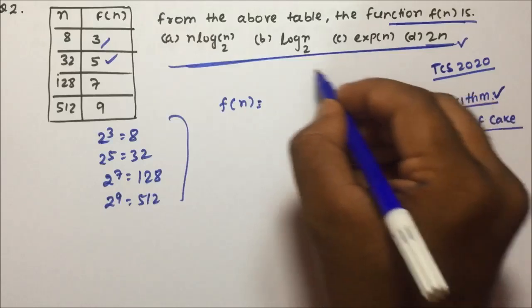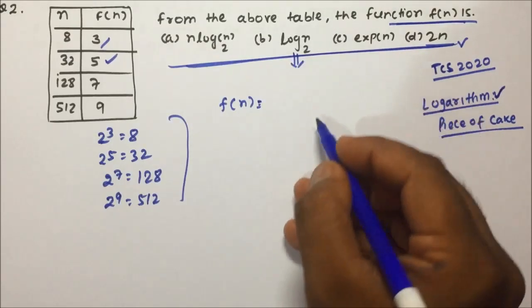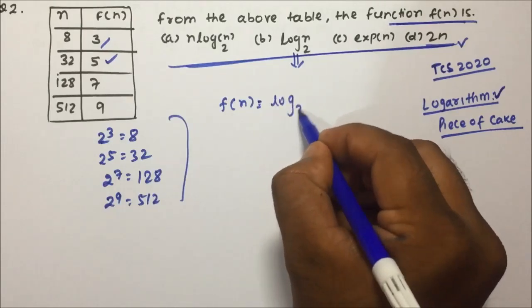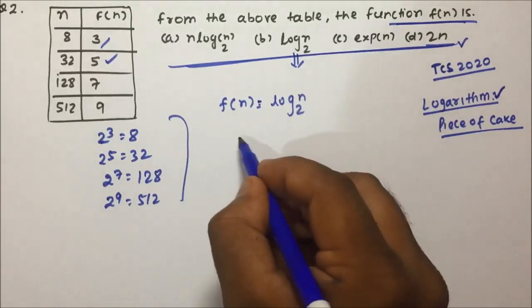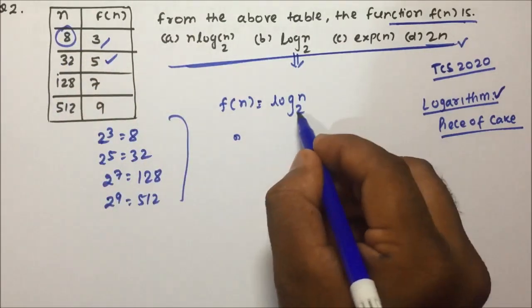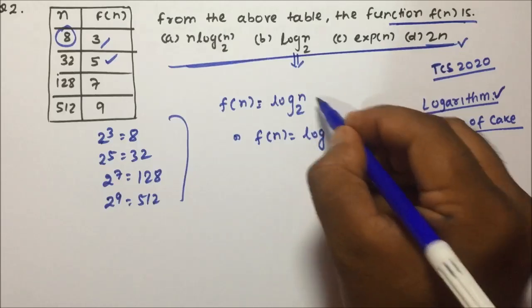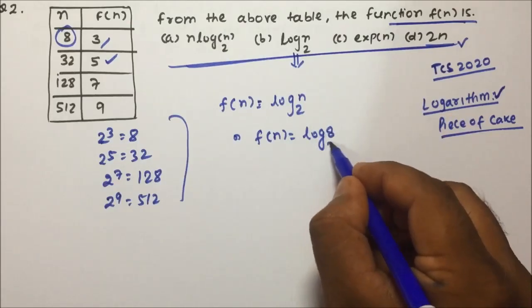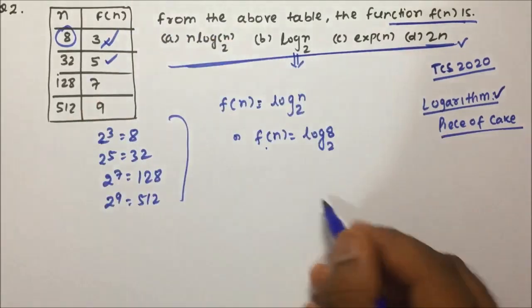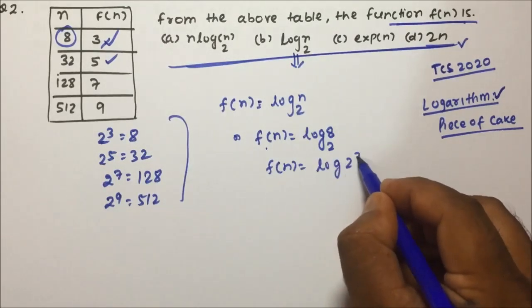So you can take any example. So from a little bit of experience of logarithm, from question number 1, I am taking this log 2 n. Okay, now what is the value of n? So the value of n is 8. So when you are putting the value of n equal to 8, then f(n) you should get 3. So let's check. f(n) is equal to log 8, I can write 2 to the power 3, and this will become log base 2.